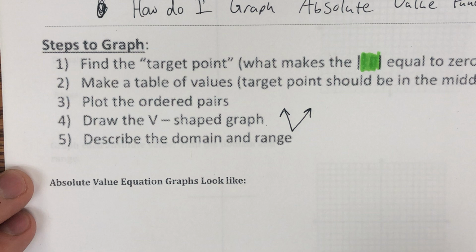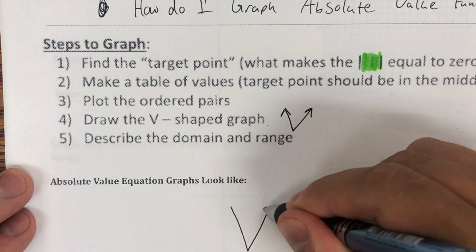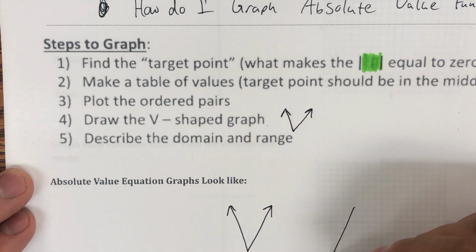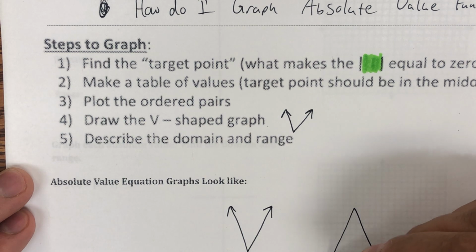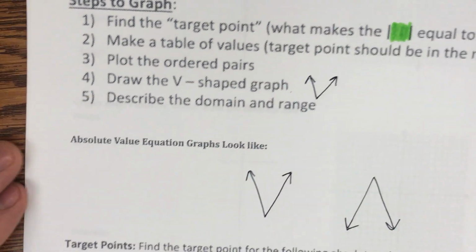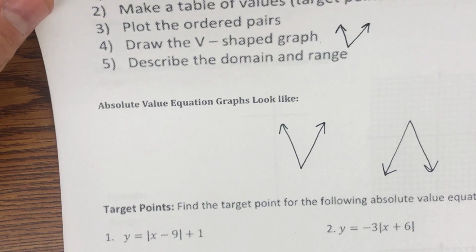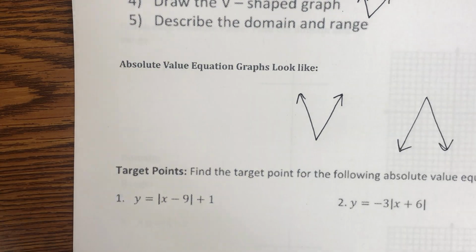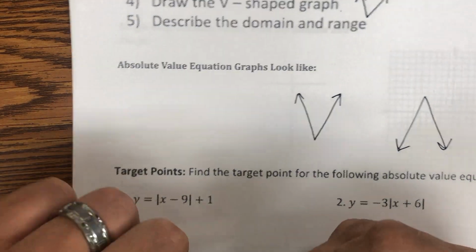So absolute value equation graphs look like this. We could have a V going up, or we could have a V going down. Those are the two ways that we're going to see them. So the first thing we're going to do is just practice finding the target point. And the target point is when the absolute value is equal to 0.